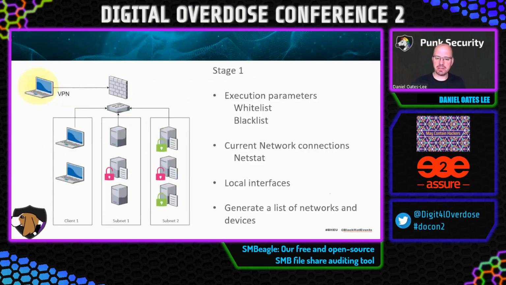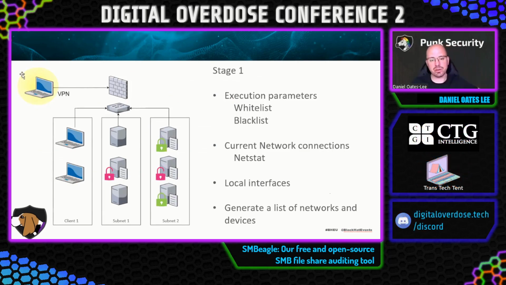So the first stage is, in this instance, we're going to look at a client that's on a VPN, because you don't necessarily need to be on the main network. This was just to show that we are working remotely. A lot of people work remotely now and still need to access SMB shares, so they tend to access them over a VPN, but you could also be one of these client users inside the internal networks.